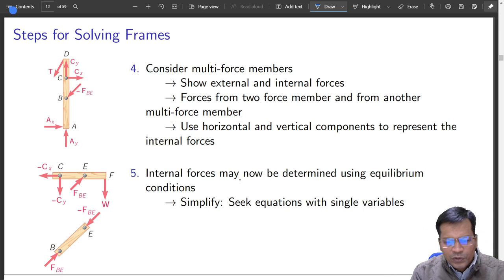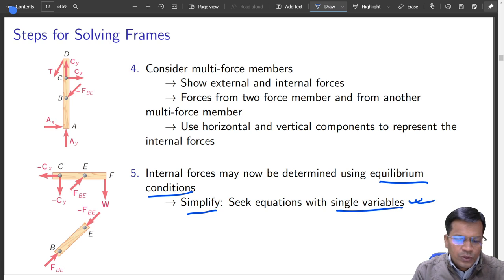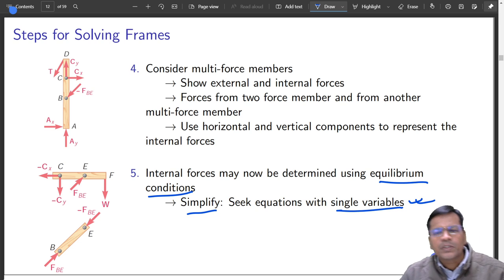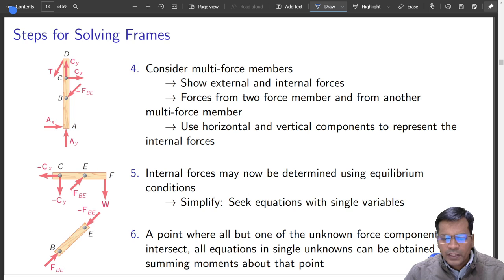Internal forces may now be determined using the equilibrium conditions. To simplify, seek equations with single variables. So you have to start with equations which have single variables, then go to two force members, then jump to multi-force members. So that should be the order in which we attempt to solve the equations.